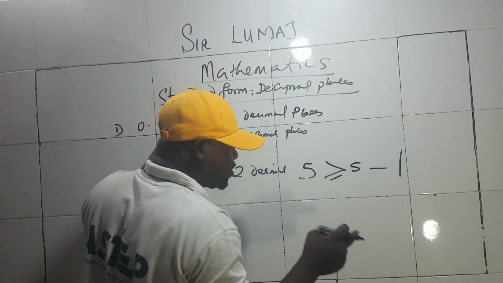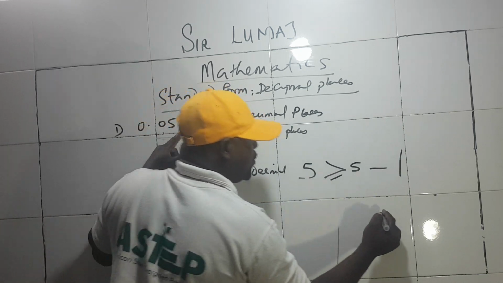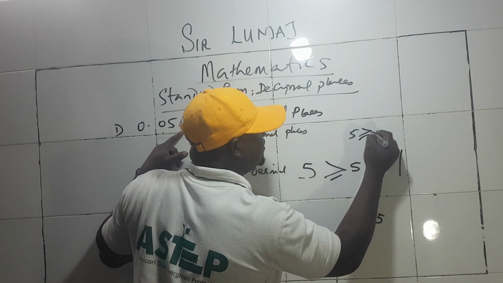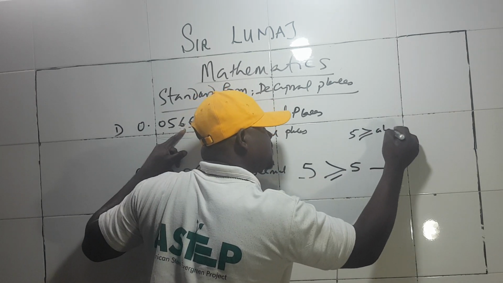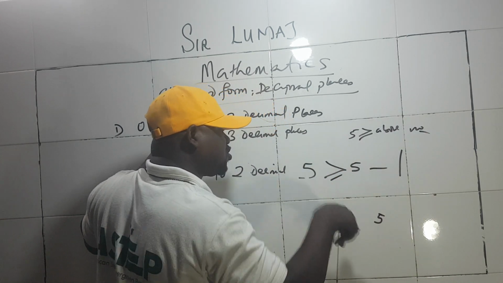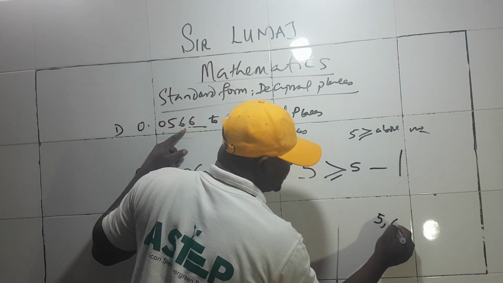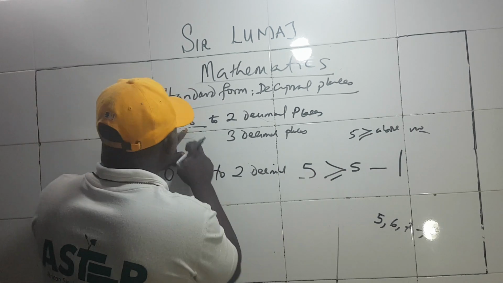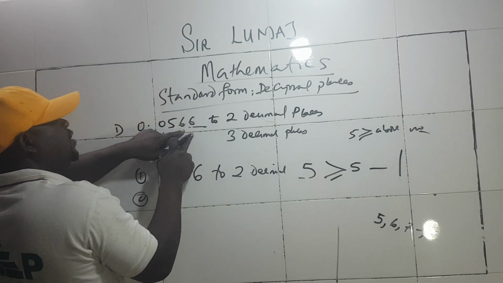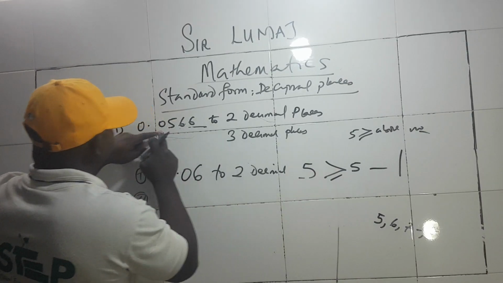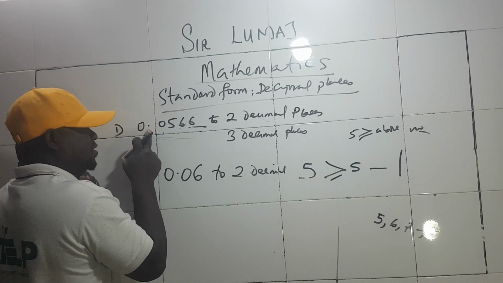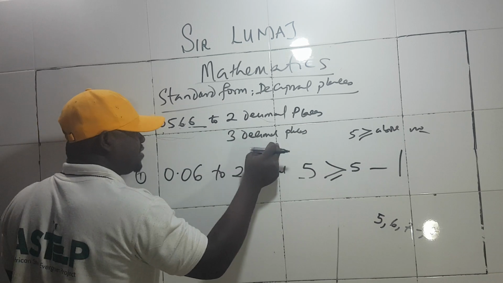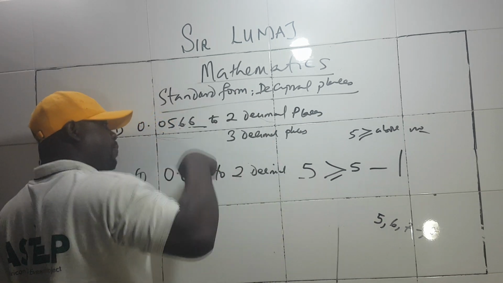Meaning that your first number must be 5. If I say 5 and above, meaning that the first number will be 5, second number 6, 7, 8, and so on. So for me to approximate this to 3 decimal places, you're going to count 3 numbers immediately after the point. The fourth number will be approximated.